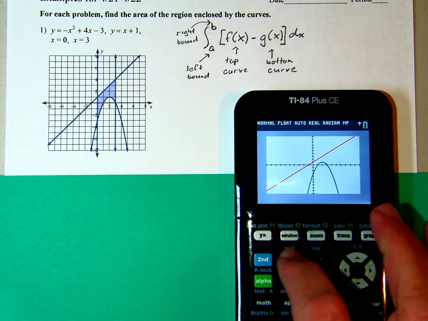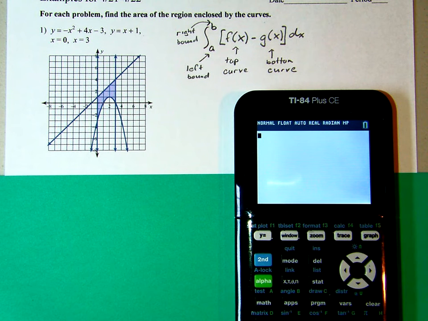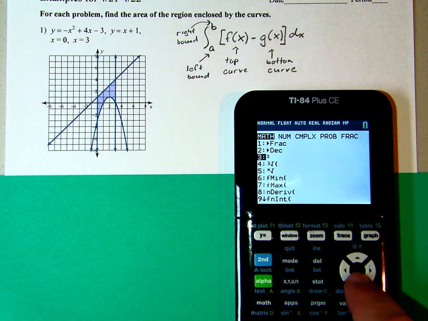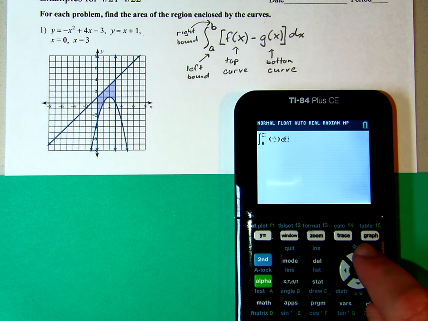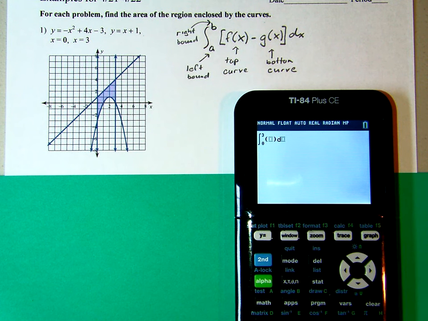Alright, so I'm going to quit out of the graphing screen. I am going to go to math, get my FNINT function. My lower bound is 0, my upper bound is 3. And the advantage of putting those two equations into y1, y2 is it makes it much easier to type it into the home screen here.